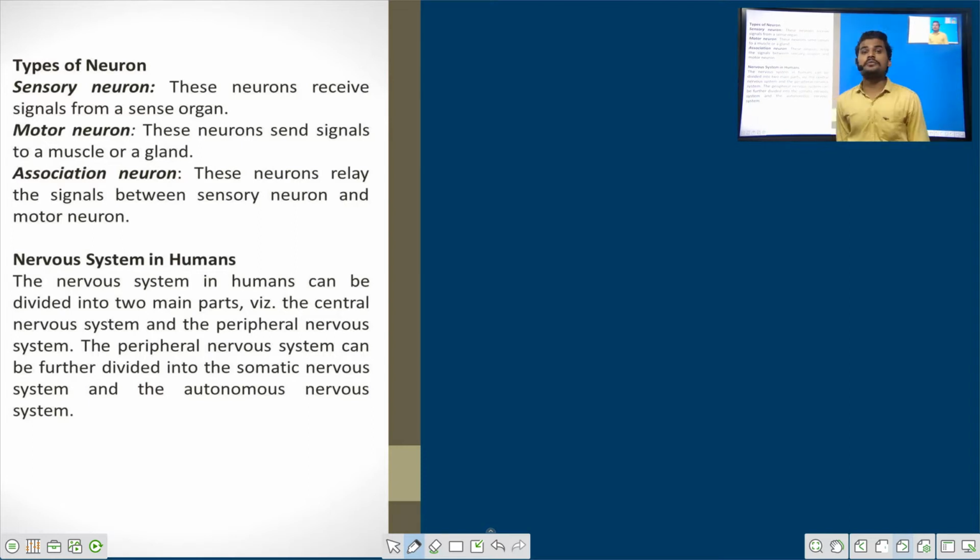So, moving on to the types of neurons. Sensory neurons, as the definition says, receive signals from the sense organs. Obviously, the sense organs are present throughout the body, in the eyes, ears, hands, taste buds, and so many other places. Motor neurons send signals to muscles and glands.